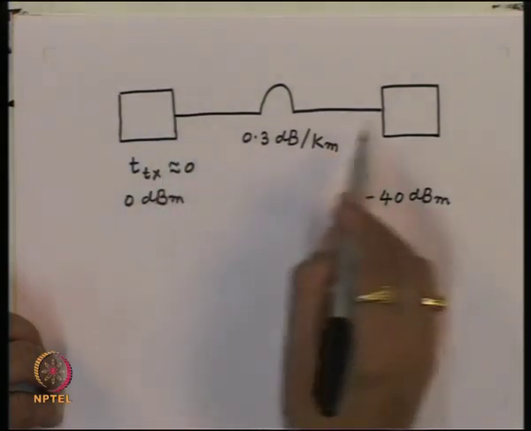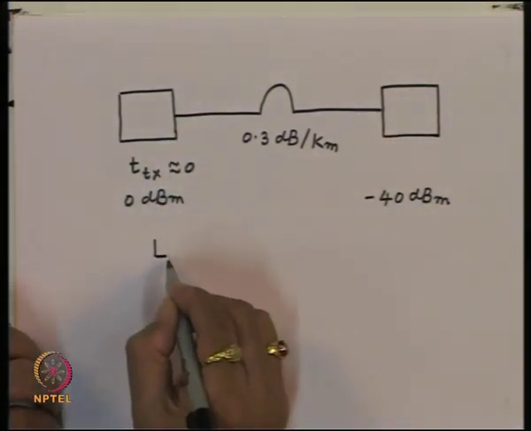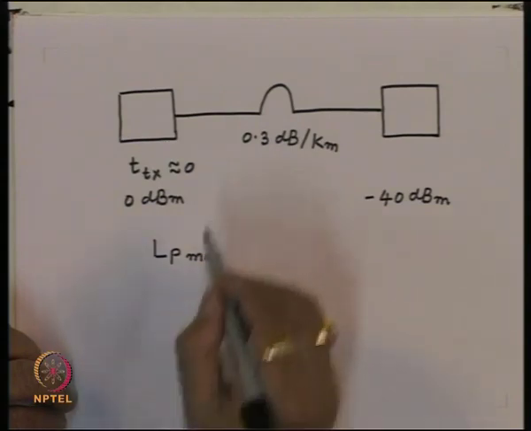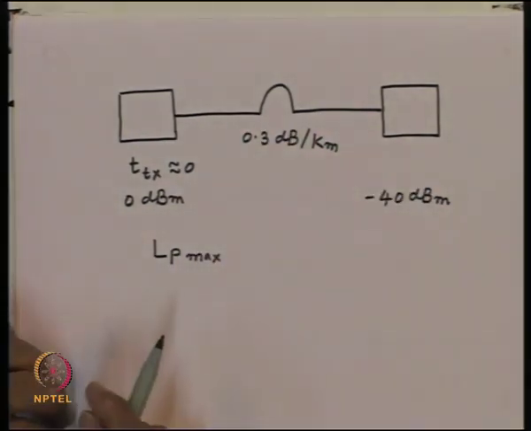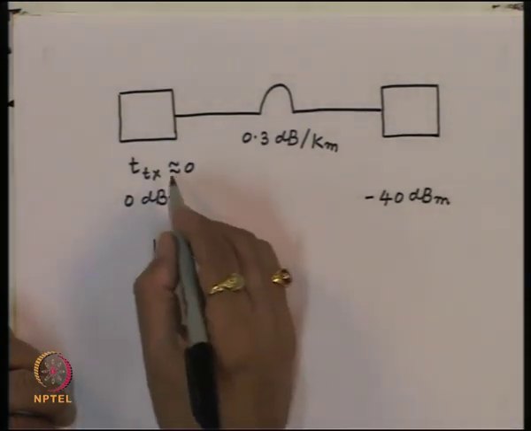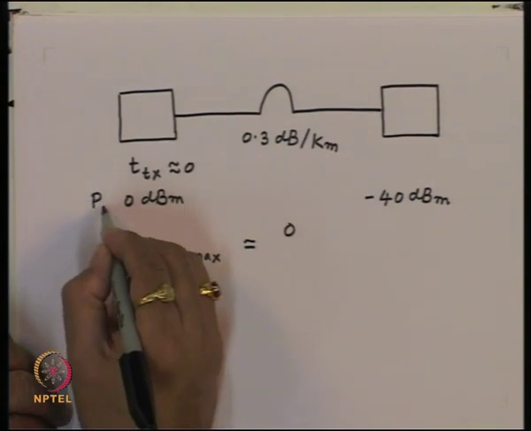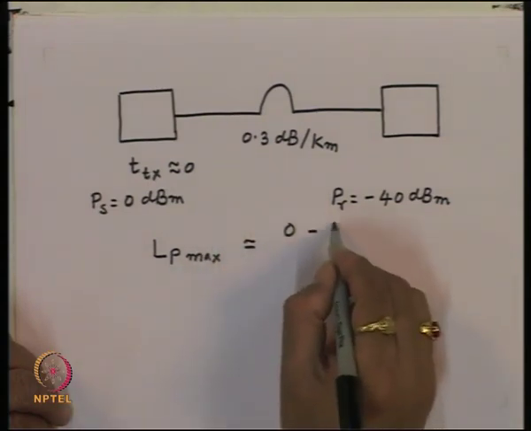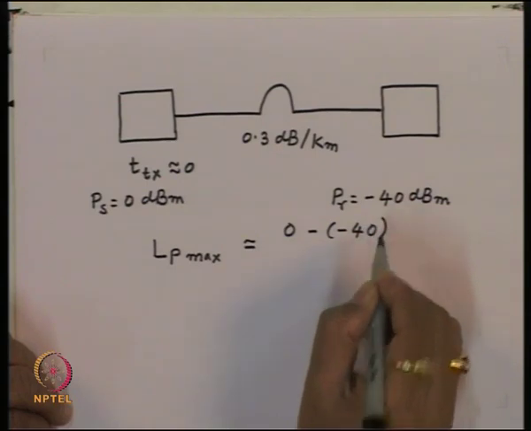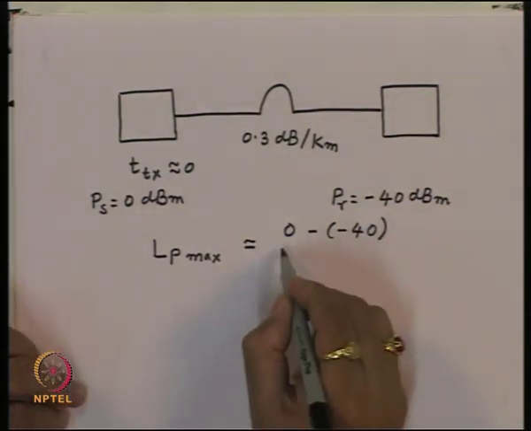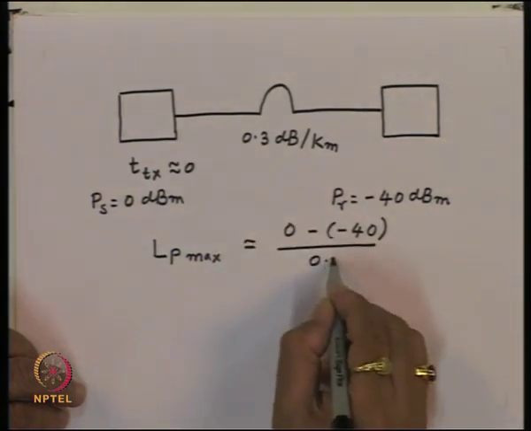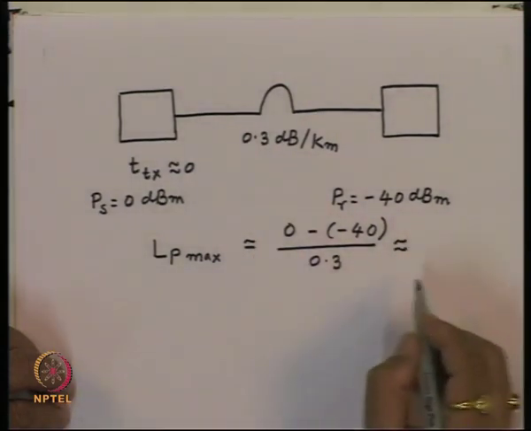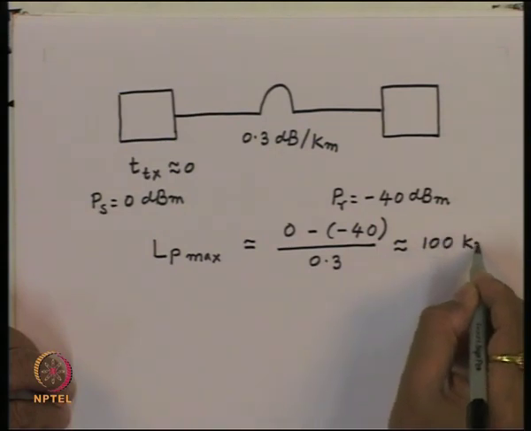So if you now calculate the power budget length LP maximum, assuming that there are no splices and other things, just for simple calculation, this would be approximately zero, which is PS, minus PR, so minus minus 40, divided by 0.3 dB per kilometer. So we get about 100 kilometers as the link length.